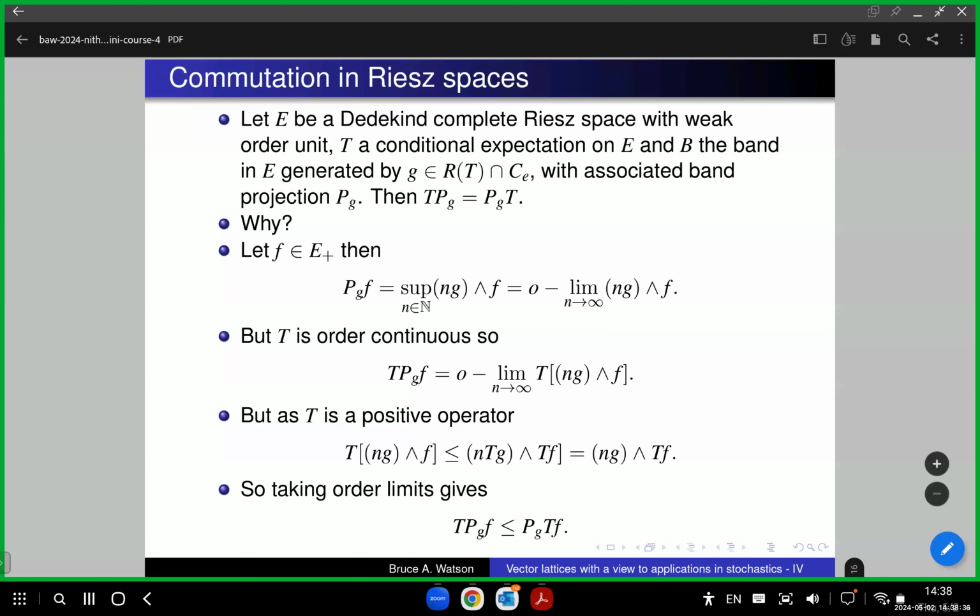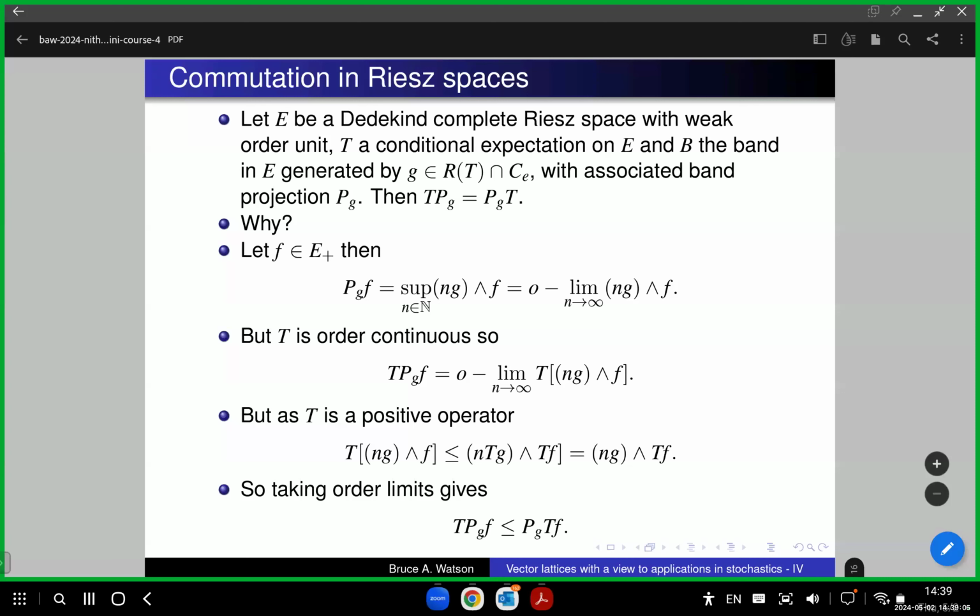Okay, which is the order limit of, this order limit looks a little bit strange here. It's not O minus, it's supposed to be order limit of the infimum of NG with F as N tends to infinity. But we also know that our conditional expectation operators are order continuous. That is one of their defining properties. So we can take order limits through the conditional expectation operator.